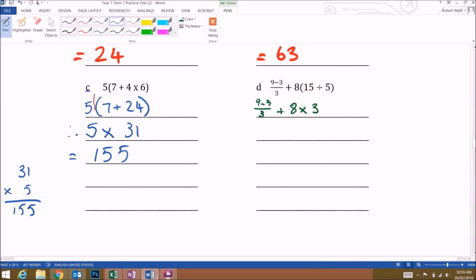15 divided by 5 is 3. Order of operations says that the next thing we have to do is the vinculum, because working left to right, it's before the multiplication. In order to do the vinculum, I have to do what's on top of it. So 9 take 3 is 6. So 6 divided by 3 is 2. 8 times 3 is 24. And then 2 plus 24 is 26. Okay, so that's how you do that one.